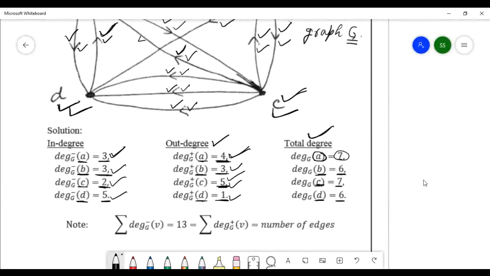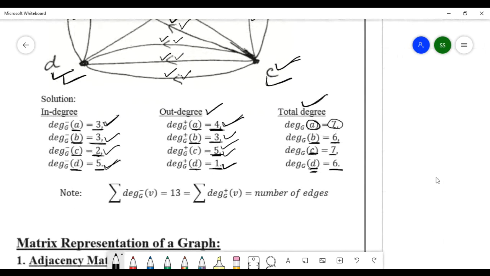At vertex A, in and out together, 7. At vertex B, total 6. And vertex C, in and out, all together 7. And at vertex D, total degree of vertex D, out 1 and in 5. So 5 plus 1 equal to 6.